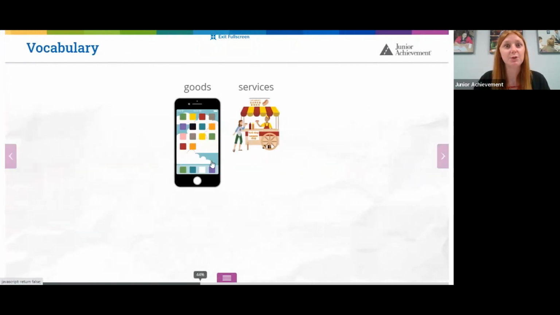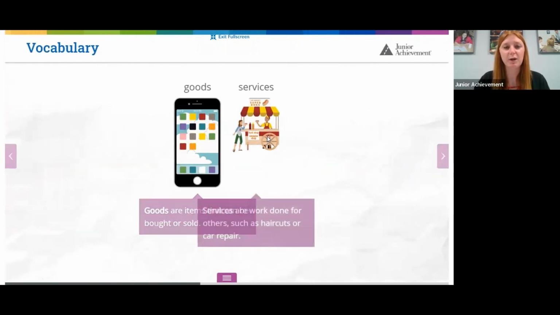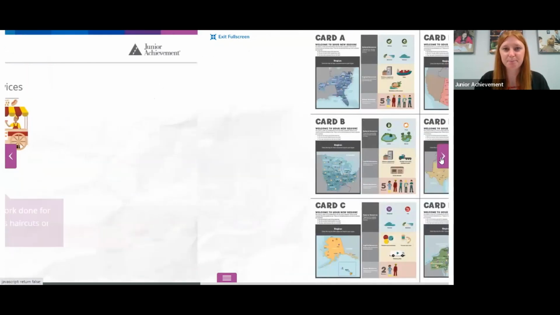Then we move into goods versus services. So what is the difference? And when someone is choosing a business, how do they know if they're going to sell a good or a service? Again, I would call 2 students to the board, have one define what they think a good is, and have one define what they think a service is.